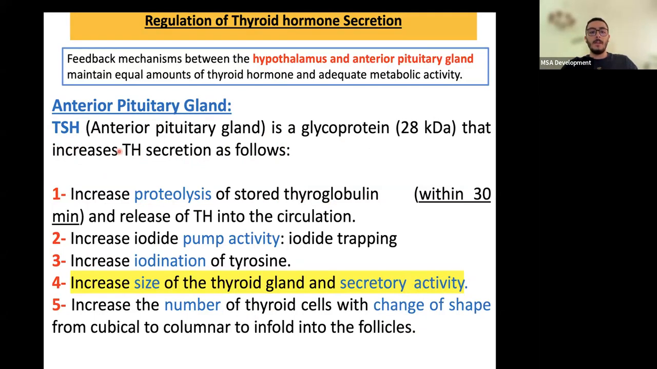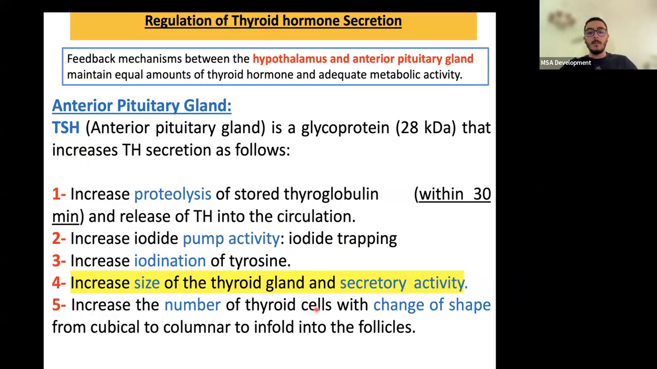Increase iodide pump activity, the NIS, the co-transporter that was on the figure seated right here exactly. The activity of this pump is increased by TSH in order to increase the iodine, in order to increase the synthesis of thyroid hormone. Also, TSH stimulates the peroxidase enzyme, which takes care of iodination or oxidation of iodine and coupling it to tyrosine. TSH also increases the size of the thyroid gland and its secretory activity. This is very important. I will get back to it in a second.